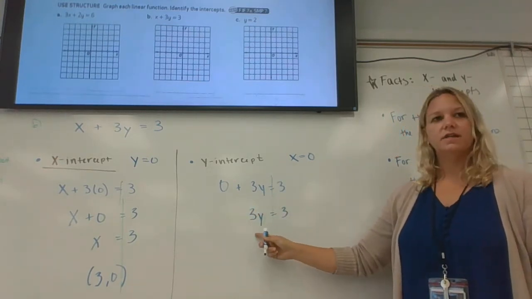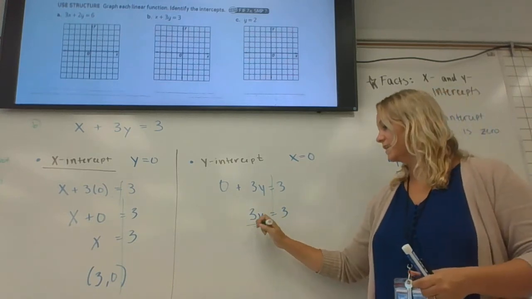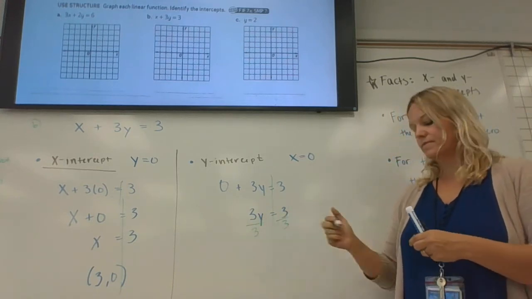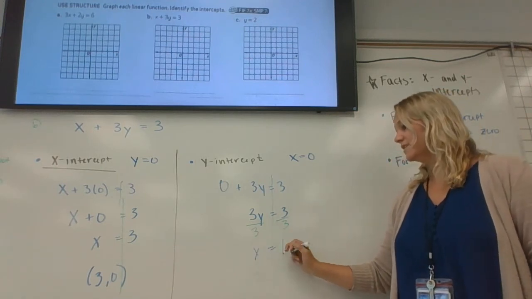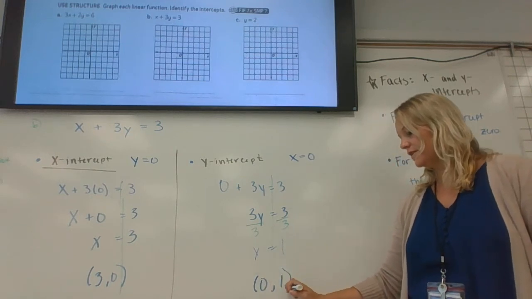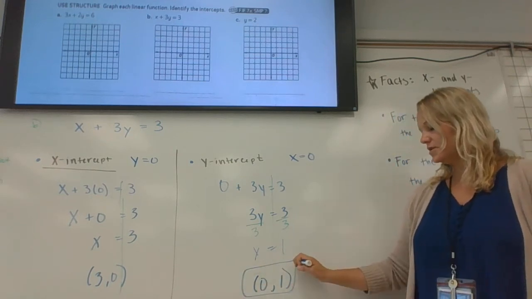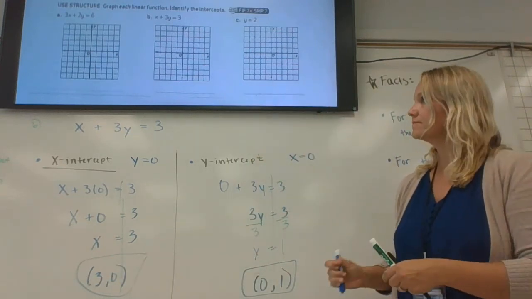For the y-intercept, it's 3y equals 3. To get y alone, you would divide. You get y equals 1. And then write it as an ordered pair. Put the 0 in that you used to find the 1. And these are your two intercepts. Any 2 points will graph your line.